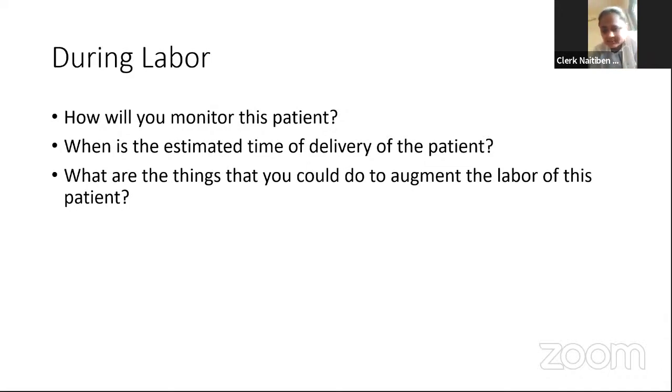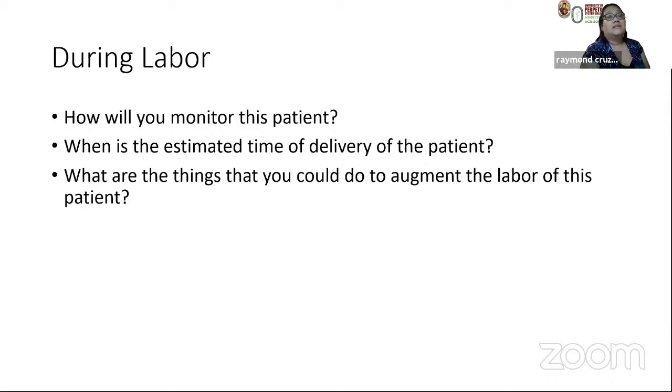So if this patient is currently 3 centimeters, how many hours? 1.2 to 1.5, doc. Your 1.2 is for your primigravid. Your 1.5 is for your multipara. So if this patient is 3 centimeters, in how many hours will this reach 10 centimeters, fully dilated? Near 5 hours. 4.5 to 5 hours. Okay.